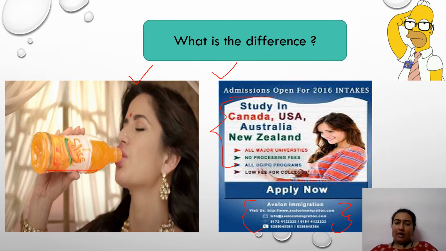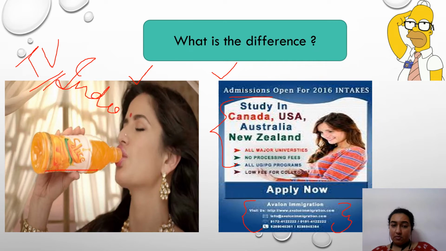Okay. Is it possible that you are seeing this Katrina Kaif video ad on TV, even if you're staying in Bombay, Delhi, Hyderabad, Pune, Bangalore, Kolkata? You are seeing it everywhere on TV. So it is there in the entire India. Can we say it is shown in entire India?